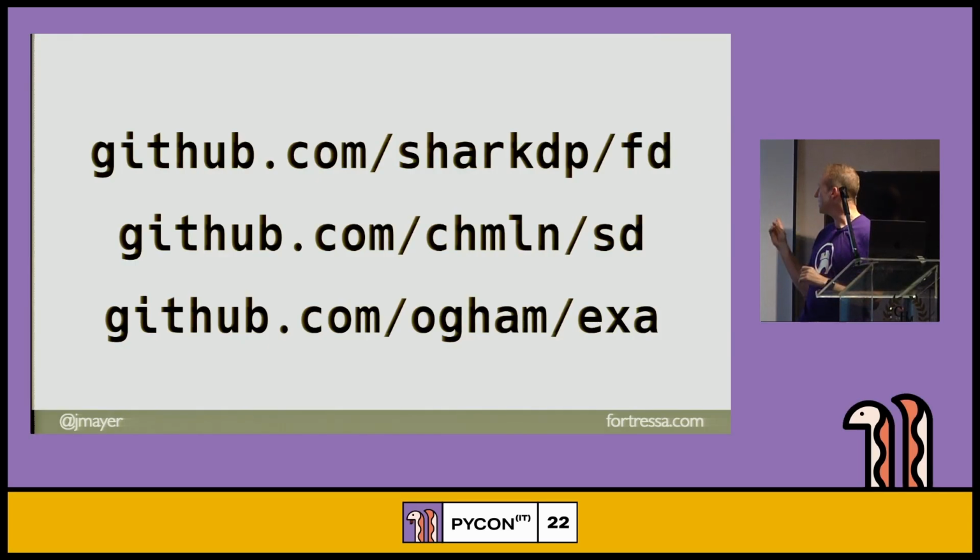There's fd for find, sd for sed, exa for ls. I believe all of these are written in Rust. And I think you should give them a try and see if they work better for you than the versions that were written in 1972.